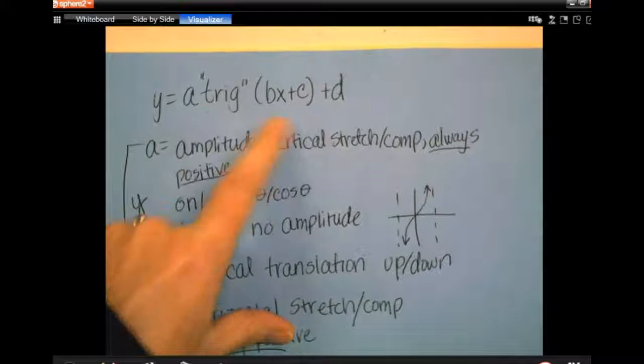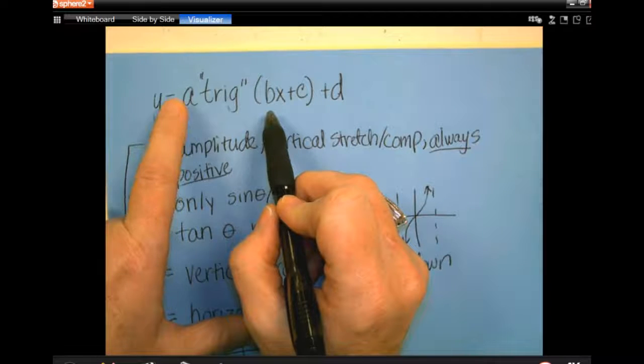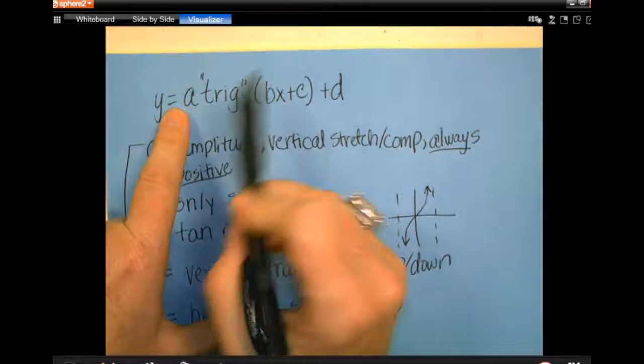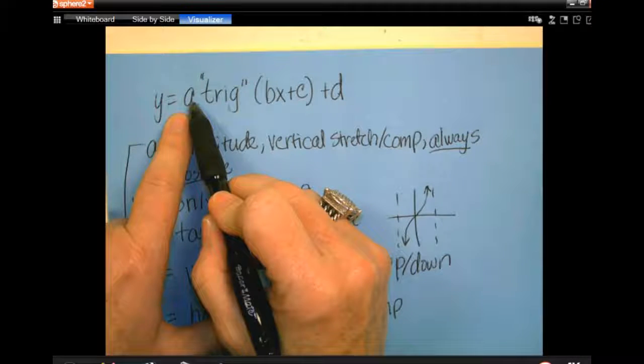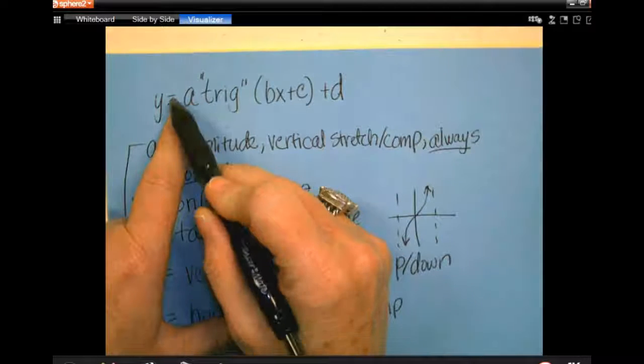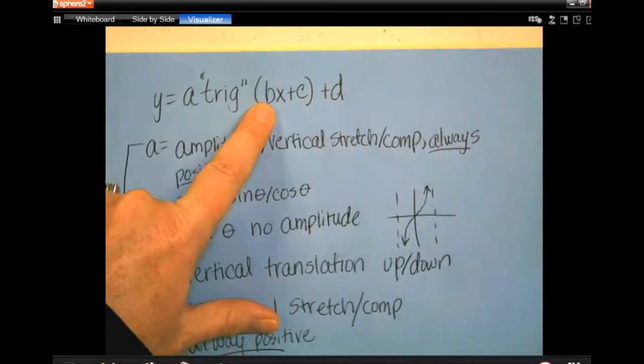So, in any of these, if the A is negative, okay, just let me finish and then you can answer, okay? If A or B is negative, the A is the amplitude, and it's always positive, but the negative would mean it's reflected over the x-axis, so it would flip the graph upside down. The B is our horizontal stretch or compression, and we're going to use that to find the period, but if it's negative, you would flip over the y-axis, okay? So it's two separate things.